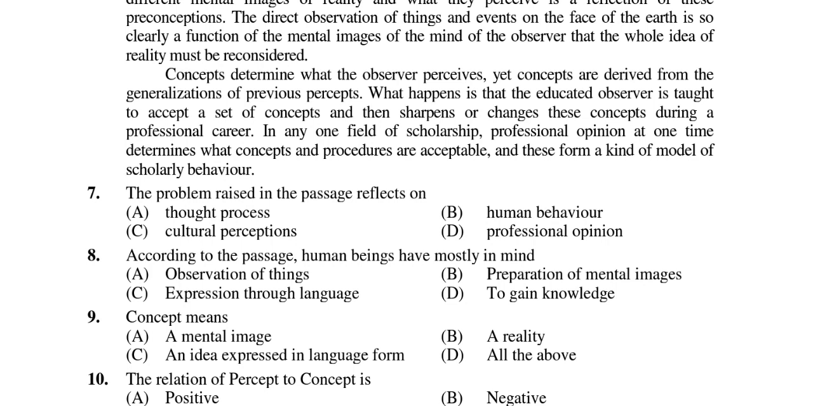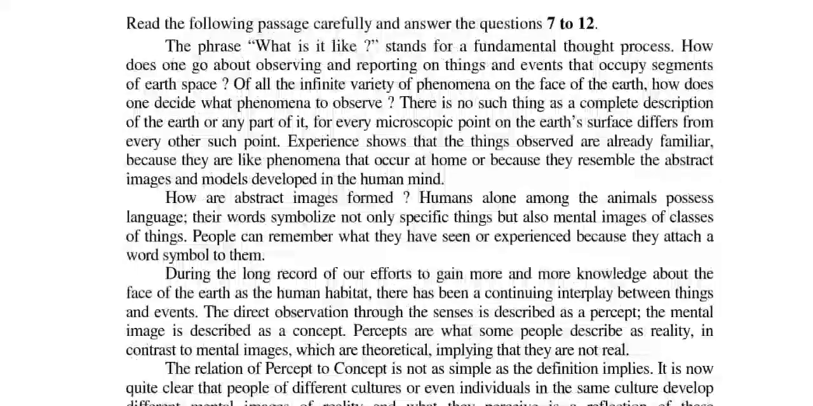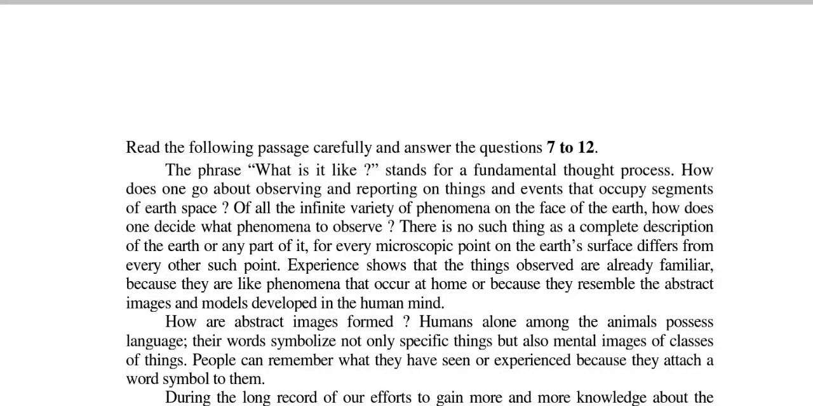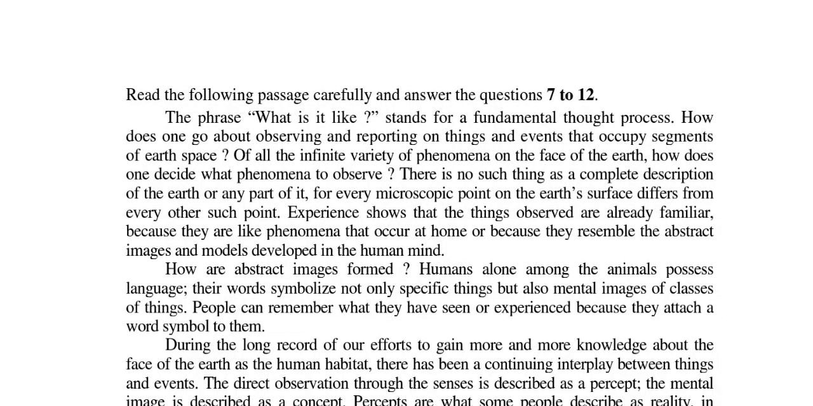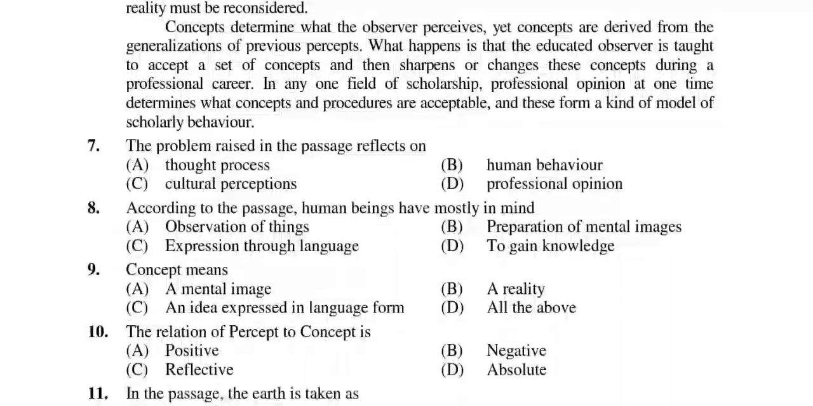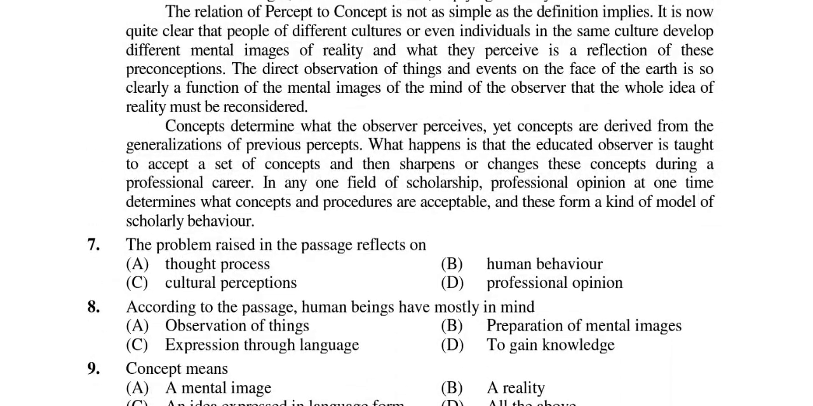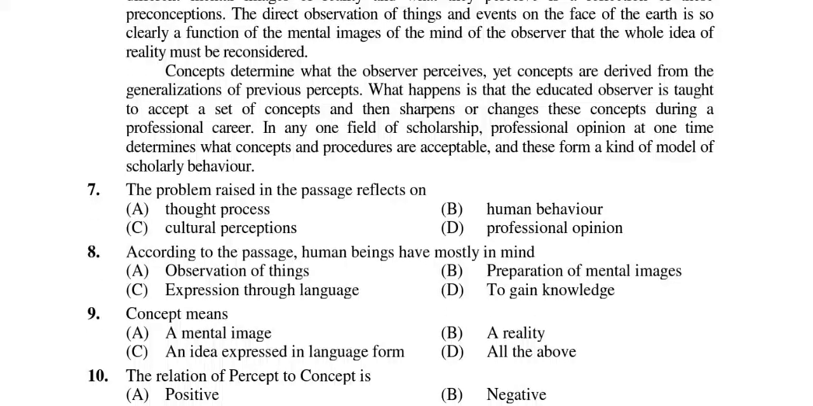What happens is that the educated observer is taught to accept a set of concepts and then sharpens or changes these concepts during a professional career in any one field of scholarship. Professional opinion at one time determines what concepts and procedures are acceptable, and these form a kind of model of scholarly behavior. So I have read the entire paragraph. Now after reading this paragraph, we have to carefully answer the questions from 7 to 12. If you want to read it, it is very simple: you can go backward and play the video again.